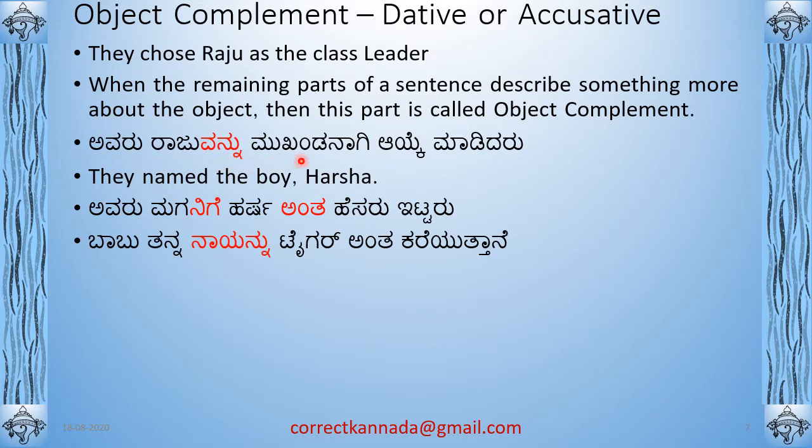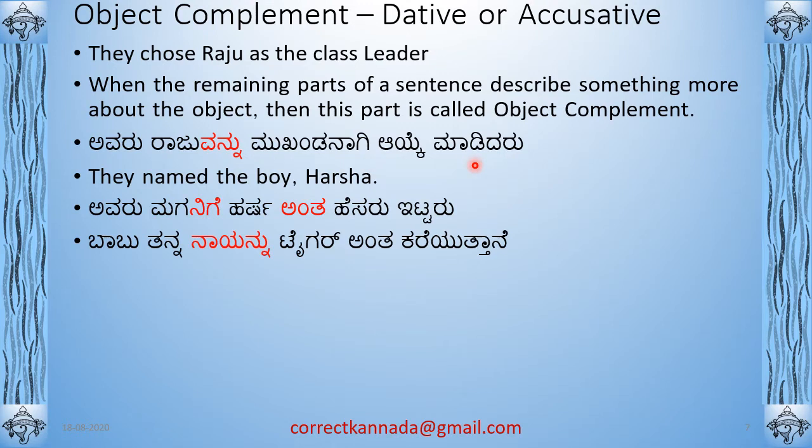Okay, so avaru Rajuvannu Mukhandanagi aike madidaru. Avaru means they. Rajuvannu, Raju, right? Raju in accusative case. Mukhandanagi means class leader. Aike means choose. Madidaru, they chose Raju as, right? So in English, how will you say 'as the'? They chose Raju as the class leader. So how will you convert this to Kannada? You will say Avaru Rajuvannu, you have to use. Mukhandanagi means as the class leader.